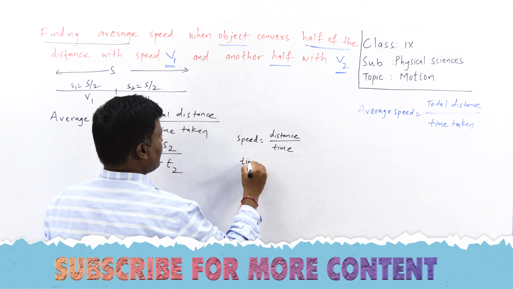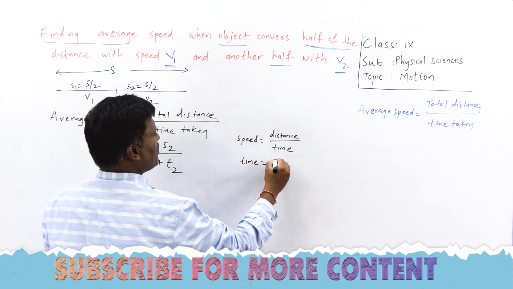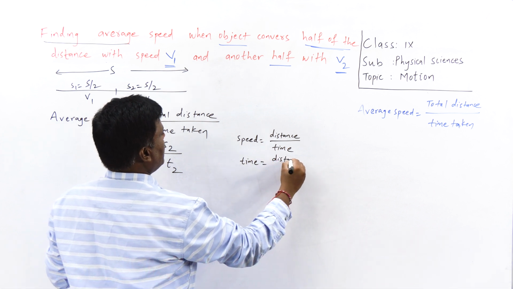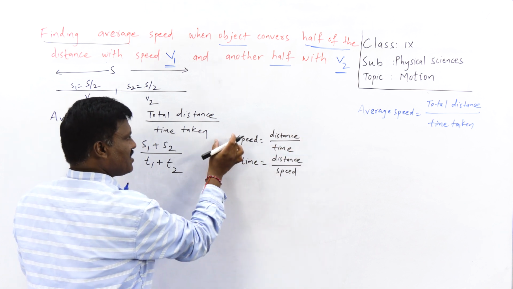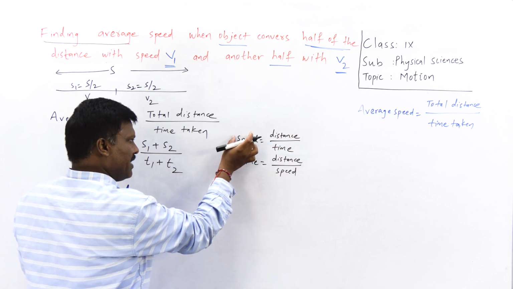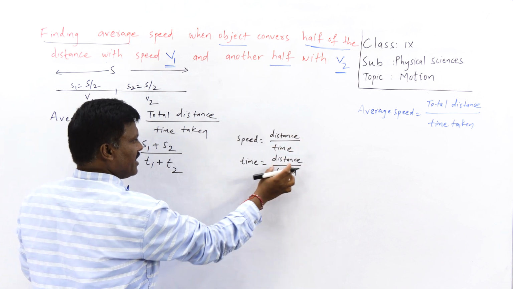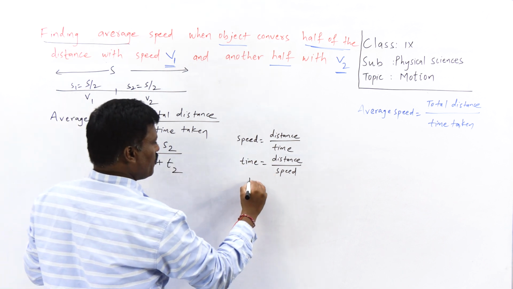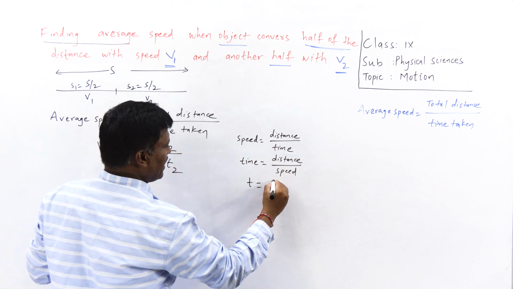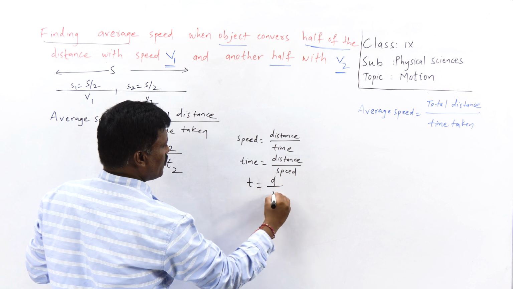From this formula, if you write the formula in terms of time, time is equal to what? Distance by speed. Whenever you transpose this time from RHS to LHS, time multiplies speed. If you bring the speed again from LHS to RHS, it divides. So time is equal to distance by speed. Okay, time is denoted by T, distance is denoted by D, and speed is denoted by V.